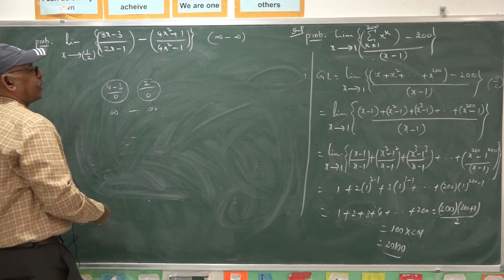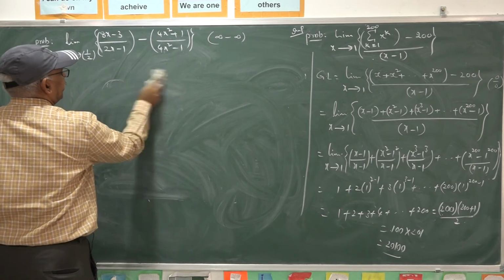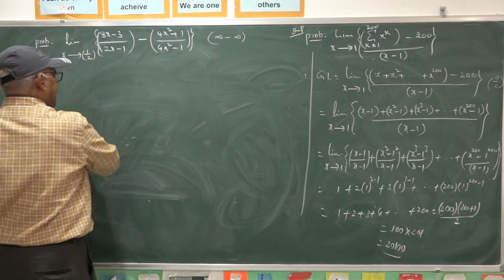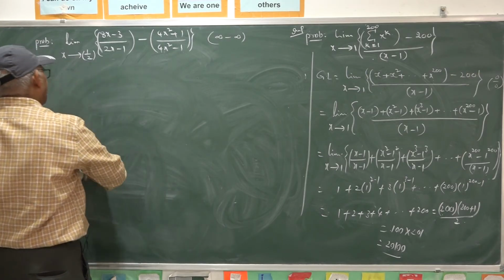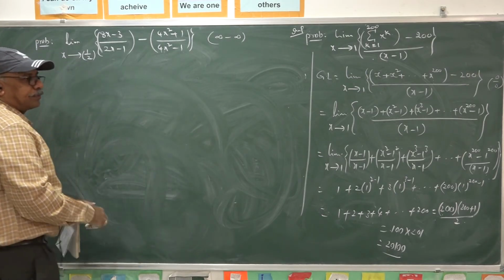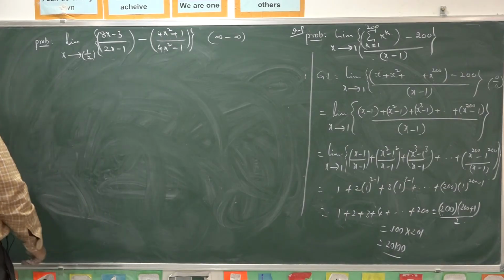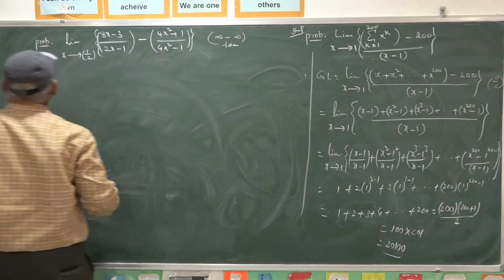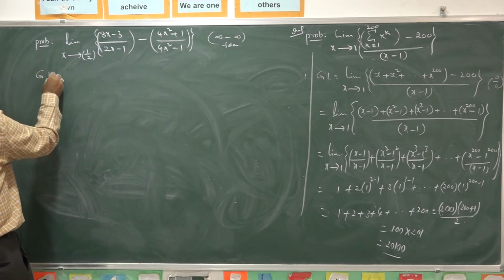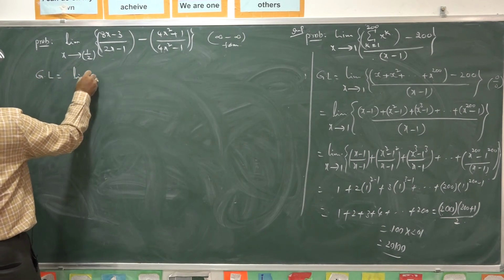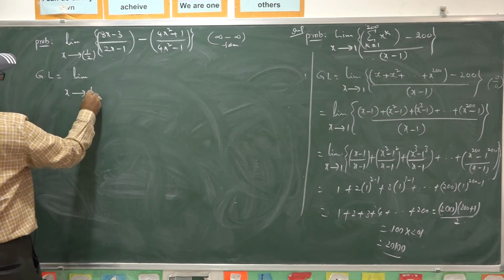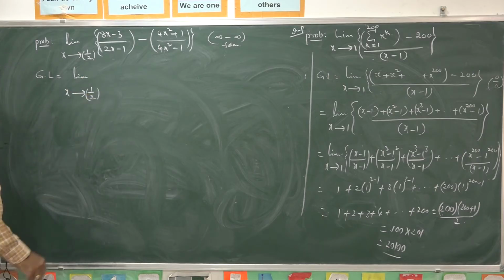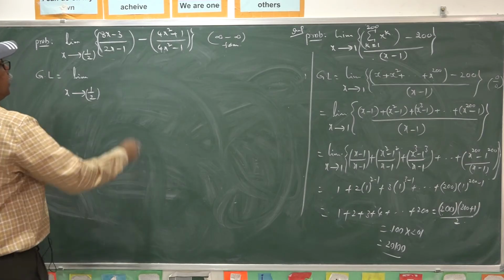Infinity minus infinity form, which is an indeterminate form. The value of infinity minus infinity cannot be evaluated. So this is infinity minus infinity form. To avoid that indeterminate form, try to simplify the function. Taking LCM and simplify the function.